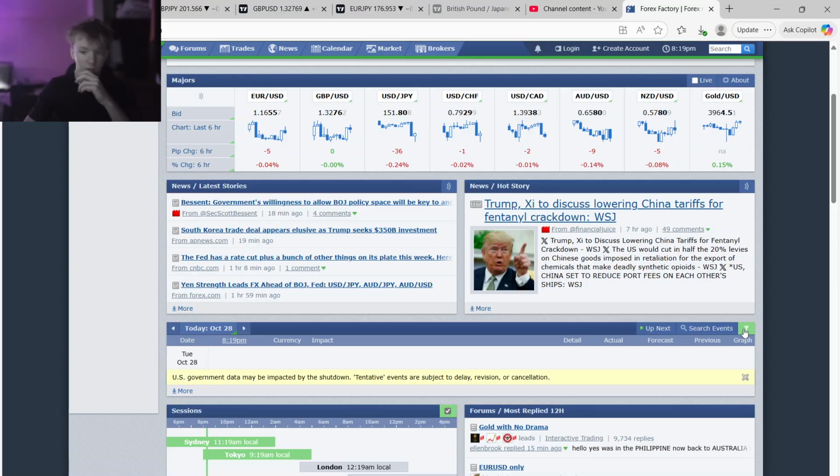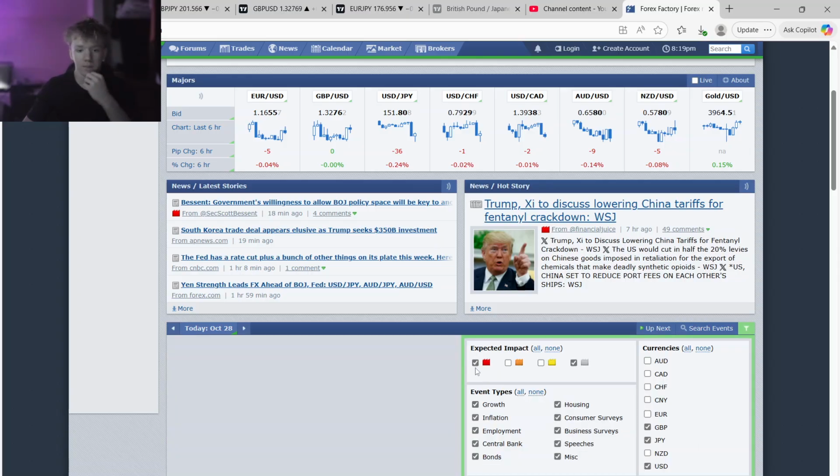Anyways, then go to your little filter button, and you only want red and white folder. Yellow folder and orange folder don't affect the market. And then this, just keep it all selected. And then if you're trading forex, just select whatever correlates to your pair.